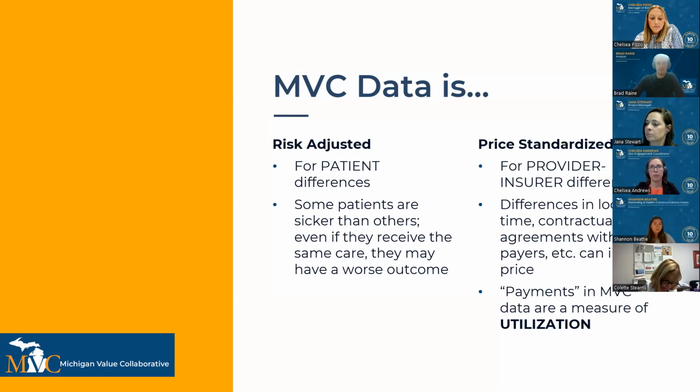MVC data is risk adjusted for patient differences. This is to take into account that some patients are sicker than others, even if they receive the same care, they may have a worse outcome. And it is price standardized to account for provider and insurer differences. This takes into account things like location, time, contractual agreements with payers, etc. So because of this, payments in MVC data are effectively a measure of utilization.